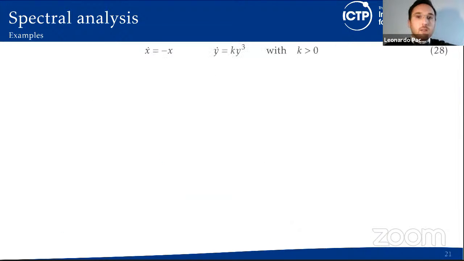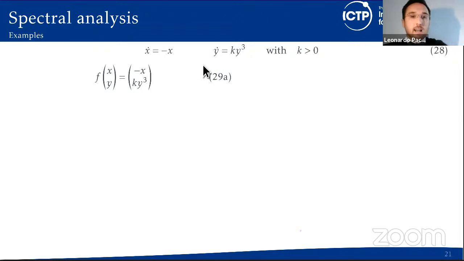Okay. So this is another interesting example. So we have a system in 2 dimensions, x dot equal -x and y dot equal ky to the third, with k a positive parameter. So this is the function that we have to study. Now you see that the only equilibrium of the system is the origin, because this is the only point where both the first and the second components here are equal to 0.